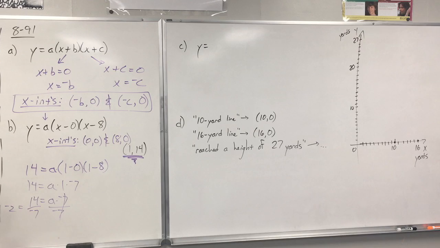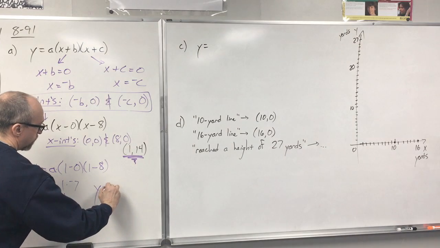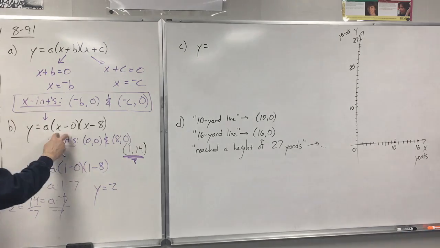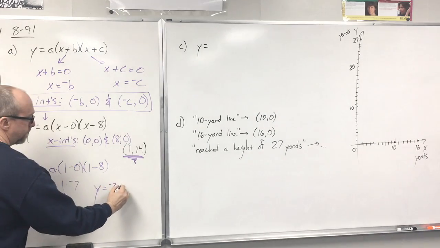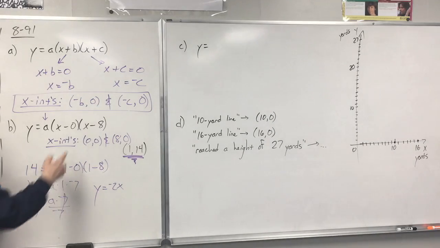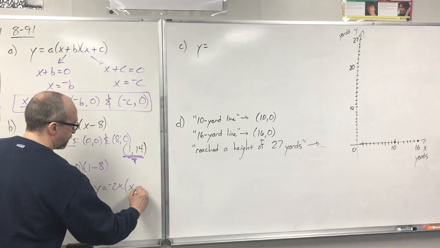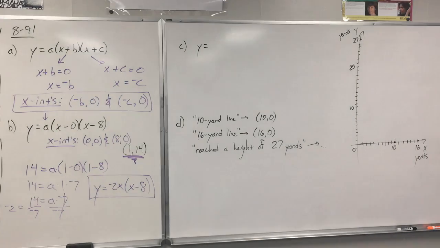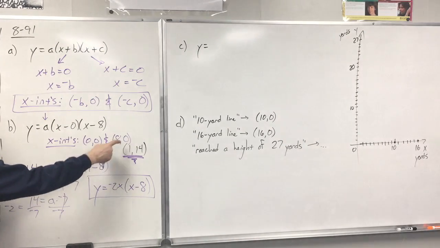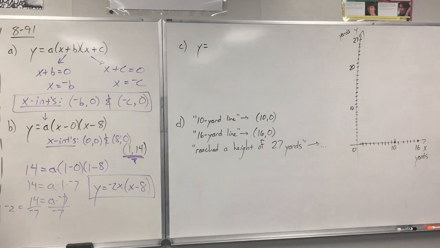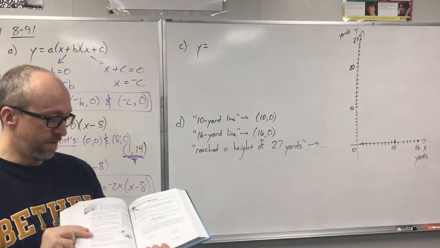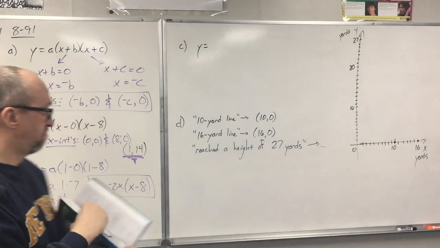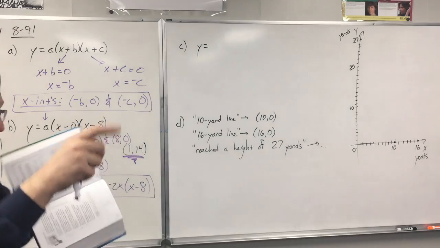So now I can write my equation. y equals negative 2, x minus 0 is just x, so it's negative 2x, and then x minus 8. That equation will give me these x-intercepts and go through that coordinate. If I graph it on Desmos, and I think I might in a minute, I'll see that very same graph. I can even check the coordinates on here against what's on Desmos.